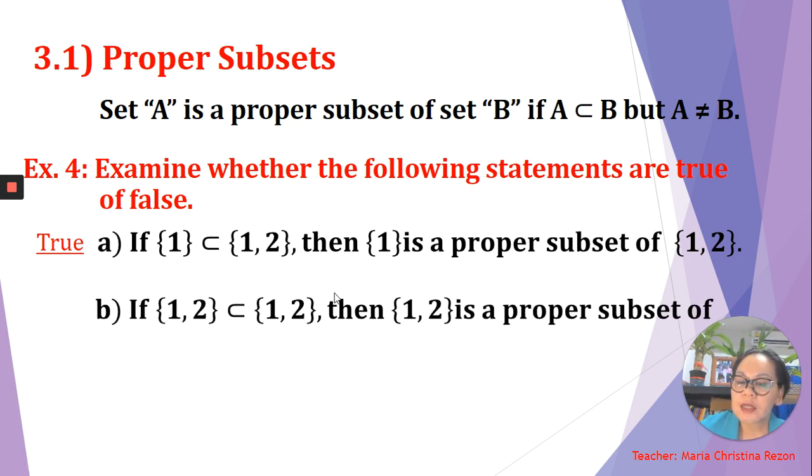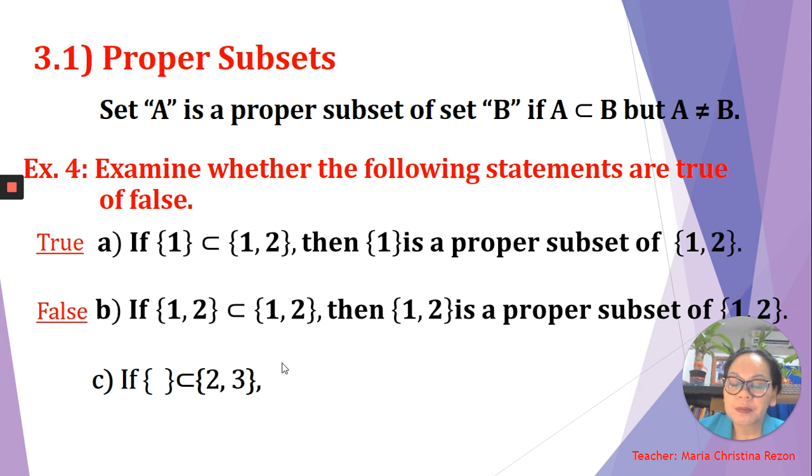If set {1, 2} is a subset of {1, 2}, then set {1, 2} is a proper subset of set {1, 2}. Now, if you see here, they are equal, and that contradicts our condition in the definition of proper subsets, that the sets must not be equal, so this statement here is false. And then the third example.